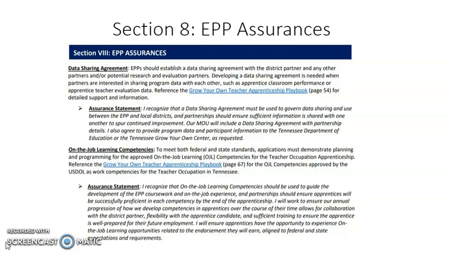Section 8 reflects EPP assurances. A signature at the bottom of page 12 reflects recognition of EPP responsibilities throughout the apprenticeship, to include establishment of a data sharing agreement, use of on-the-job competencies to guide development of EPP coursework, exit requirements for an apprentice in the program, development of impact measures to monitor program effectiveness, and outreach to local workforce partners. In addition to a signature on page 12, contact information for your workforce partner should be included.